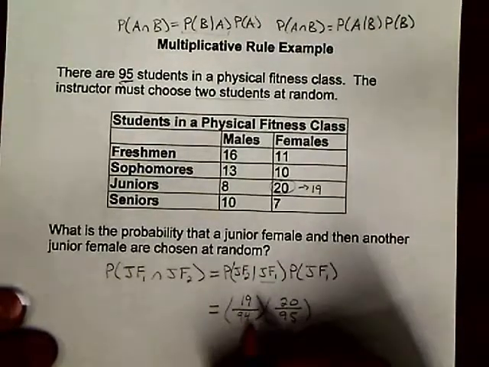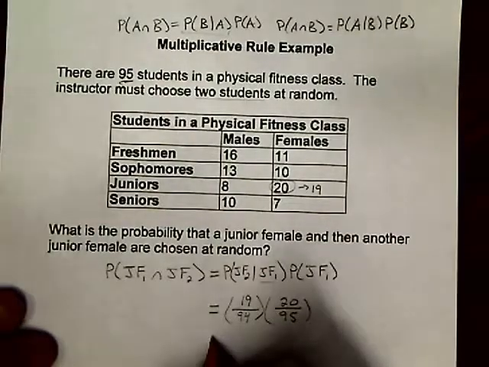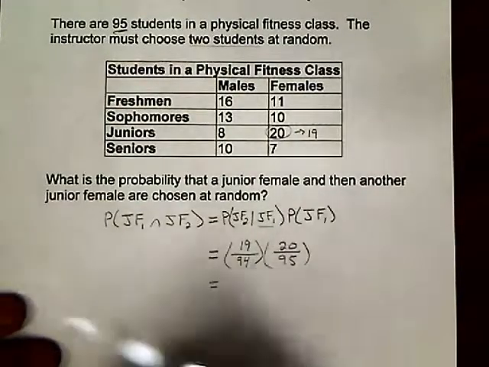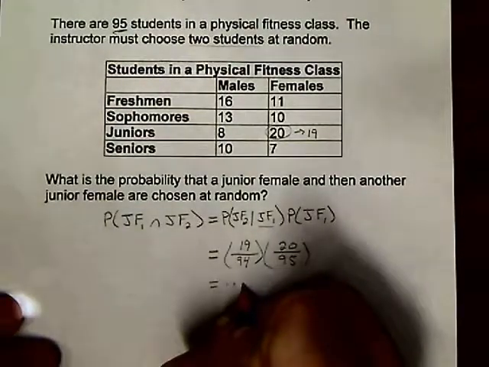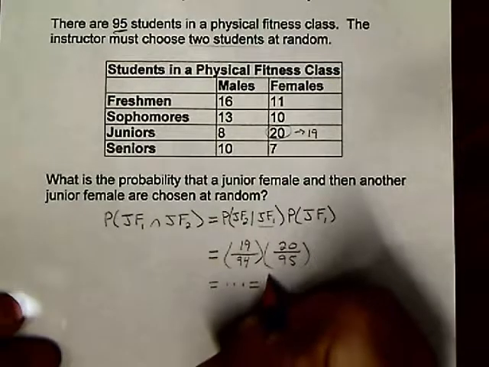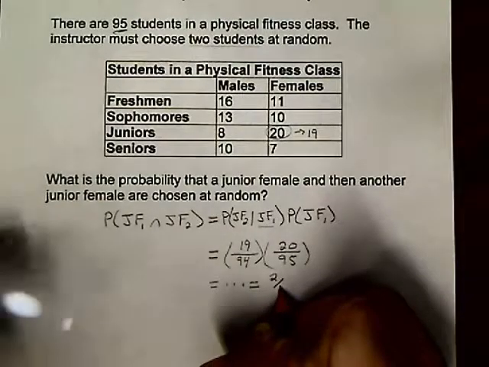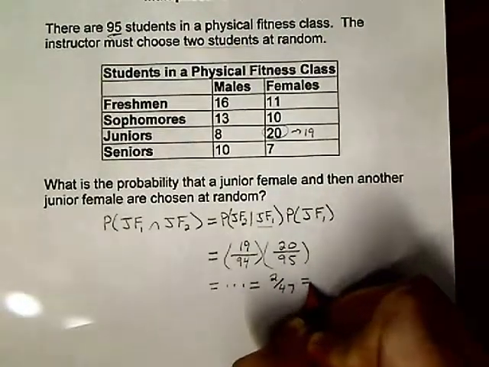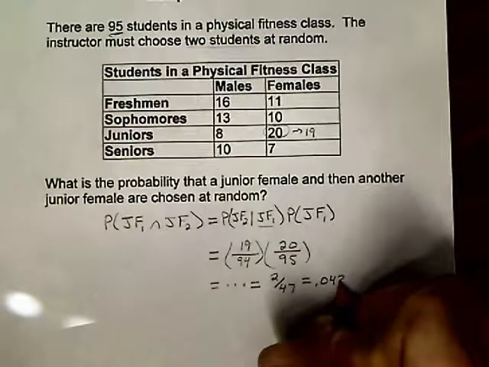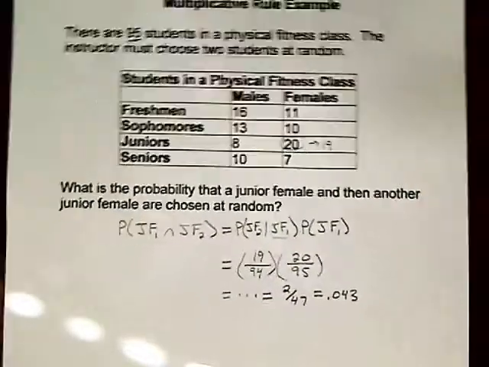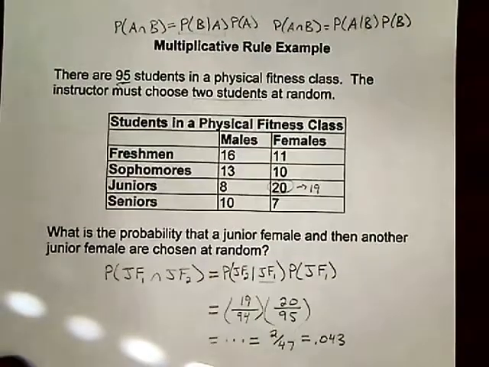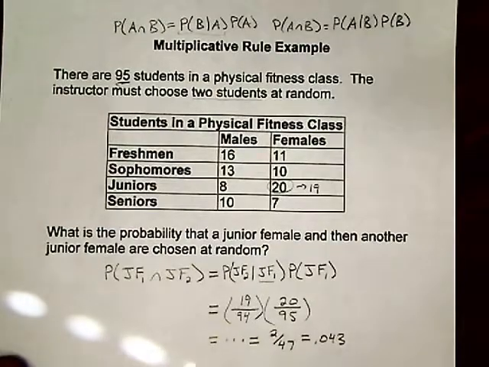So this intersection probability is the product of these two fractions here. And you can do a little work to see that product is 2 over 47, which is approximately 0.043. Okay, well, I hope this is helpful in building your toolbox of probability rules, multiplication rules.